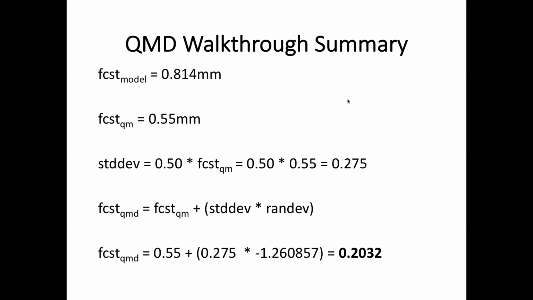That is quantile mapping in a walkthrough for a single model at a single grid point for a single lead time. Now, in production, we are doing this at every grid point for every single model input at every lead time that we provide quantile mapped output for.